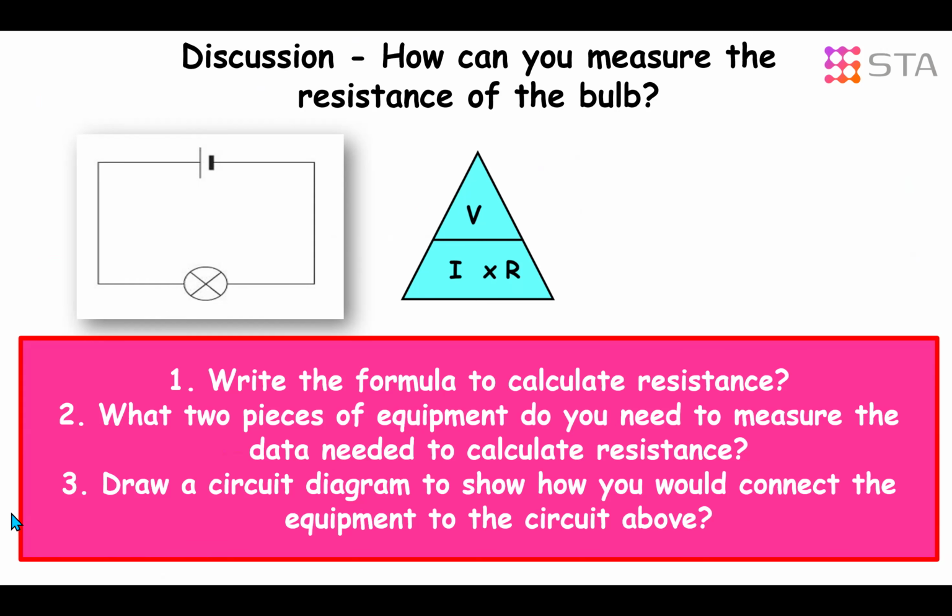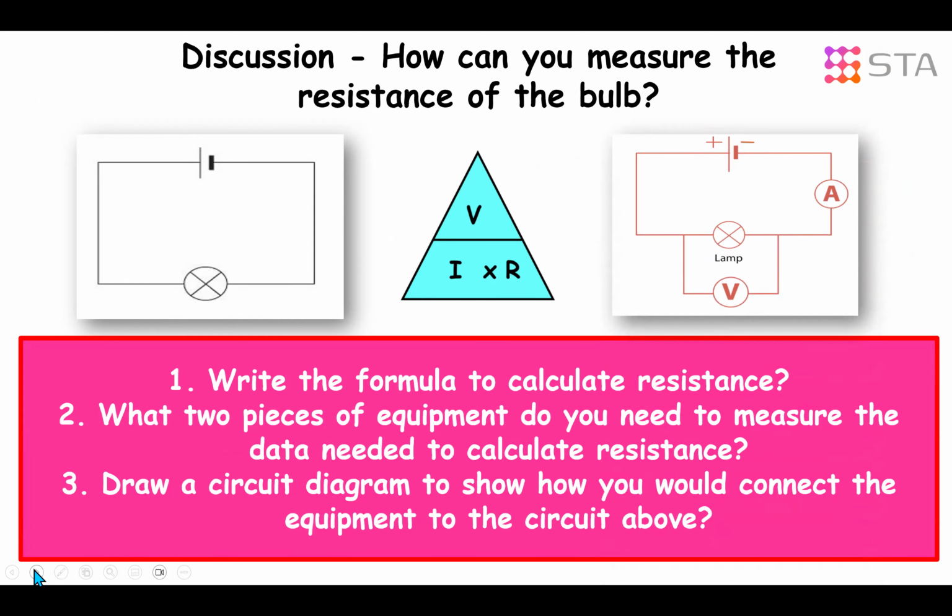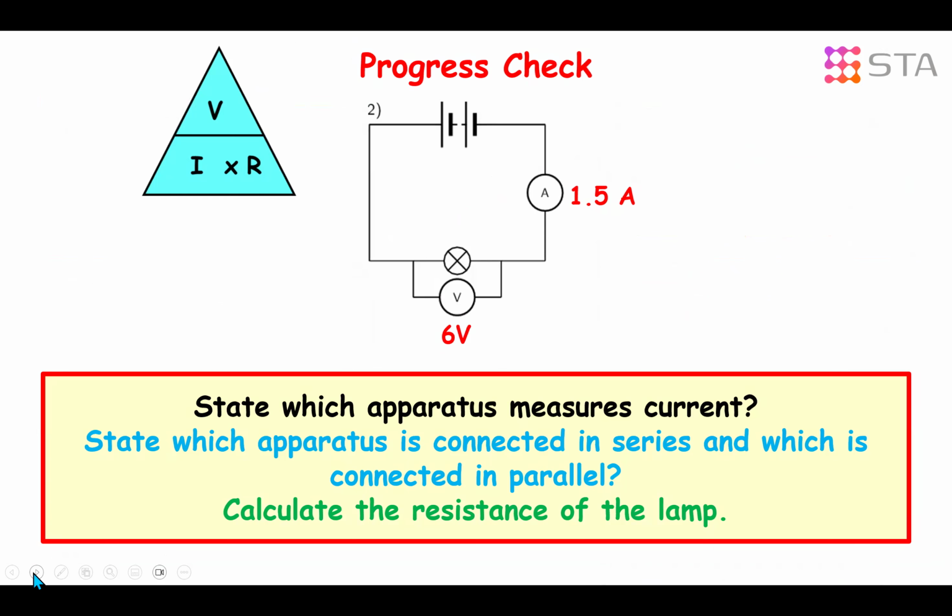So the way in which they are connected is as follows. Reminder: the ammeter goes in the main loop of the circuit, and then you've got your voltmeter in parallel to the lamp or the bulb, connected in this way on its own loop. So this is how you measure the resistance of a bulb.